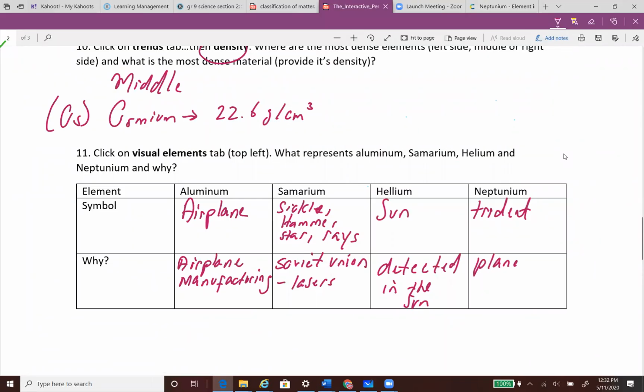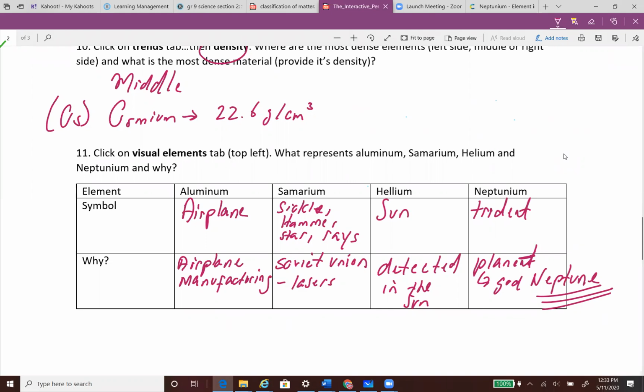But if you remember, the planet Neptune was named after the god Neptune. Remember, Earth is the only planet that's not named after a god in our solar system. So you can, I guess, say that Neptunium is indirectly named after the god Neptune.